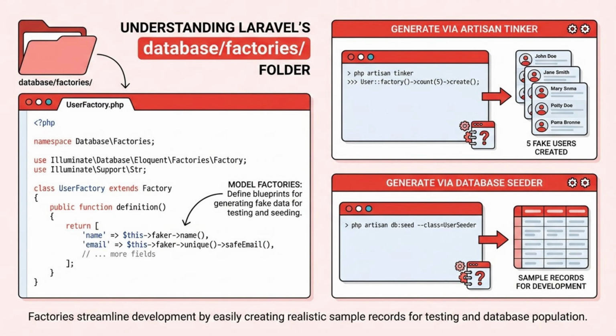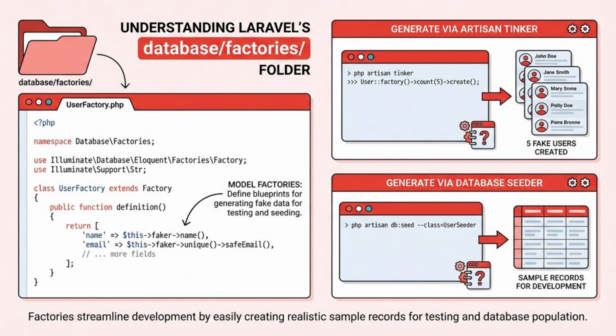For example, the user factory contains a definition method that returns an array of sample values for each column, such as a randomly generated name, a unique email address, and any other fields the user table requires. Laravel uses the powerful Faker library behind the scenes to create natural-looking dummy data, making your test environment feel much more realistic. Factories can be used in two extremely convenient ways.